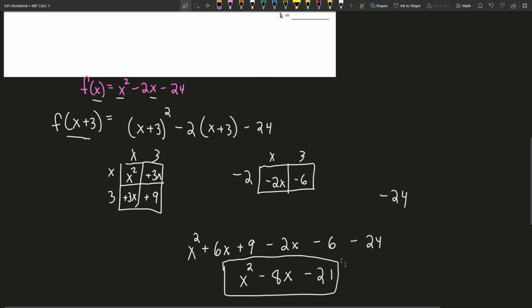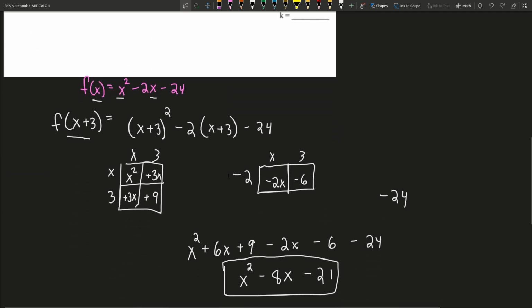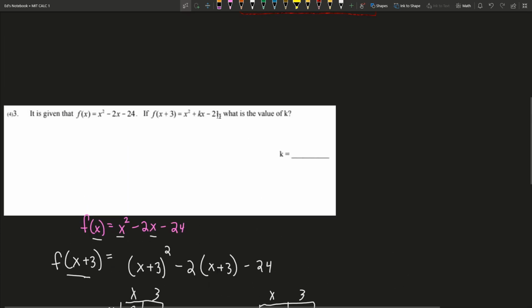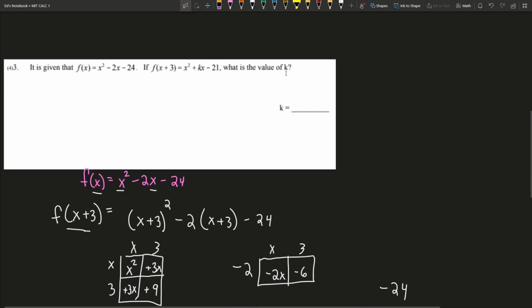And if I look, it wants to know what the value of k would have to be. Well, the value of k would have to be -8. It's basically saying what coefficient is in front of x. So k would equal -8.